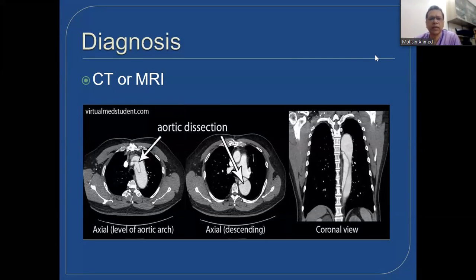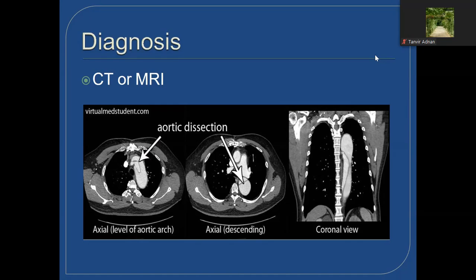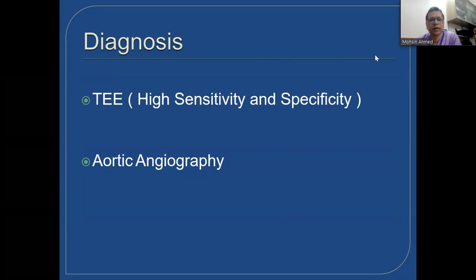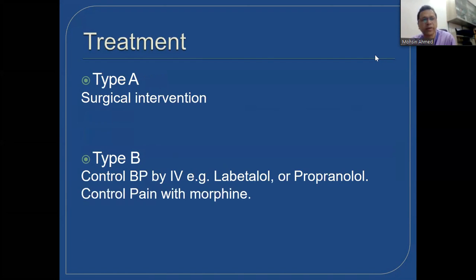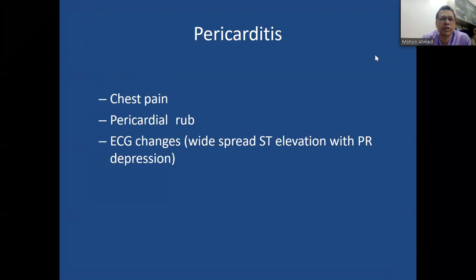It clearly delineates the dissection. Echocardiography can diagnose it, but you should do CT or MRI to diagnose type A or type B and the extension of the dissection. Transesophageal echocardiography and aortic angiography have high sensitivity and specificity. Management is IV beta blocker, controlling blood pressure immediately. Type A needs surgical intervention. In type B, blood pressure is elevated. If chest pain is moderate, treat cautiously.